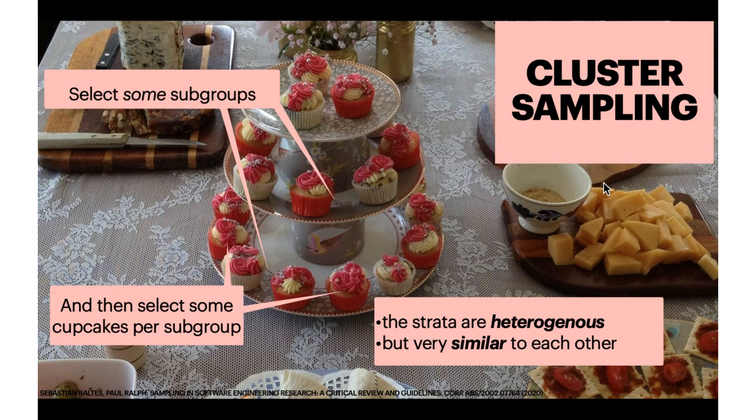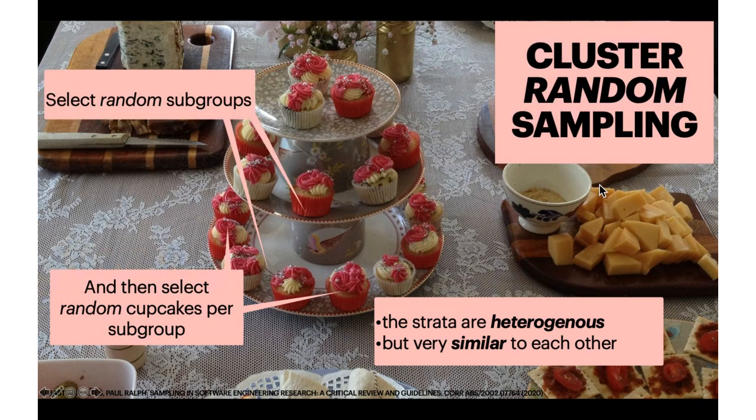So this approach works if the strata are heterogeneous, but very similar to each other. So don't forget, in quota sampling, we wanted to have strata which are extremely homogeneous, but very different. Here it is exactly the other way around. The strata are heterogeneous. We have both red cupcakes and white cupcakes, but essentially all those strata are the same. So cluster random sampling, as I said before, is a situation when both choices are random. So we first of all select random subgroups and then select random cupcakes.